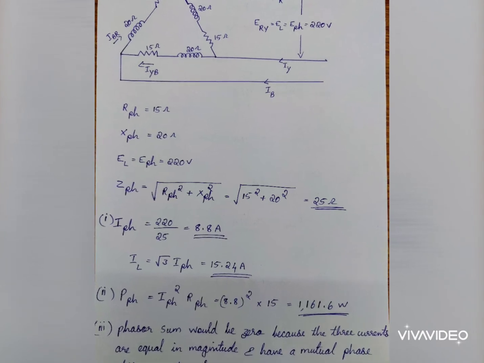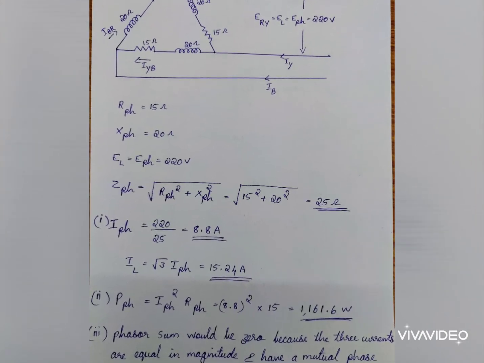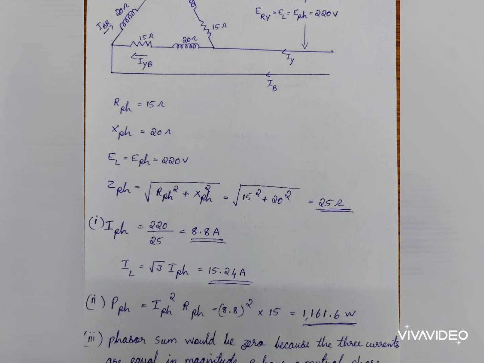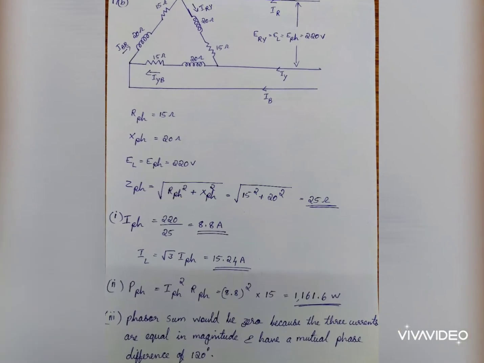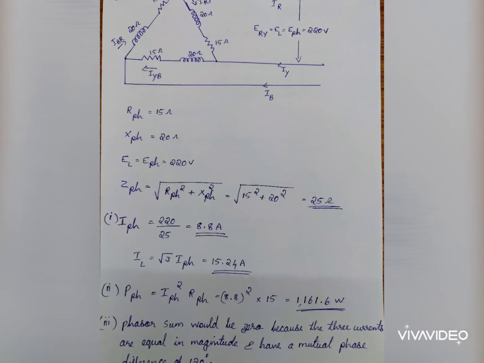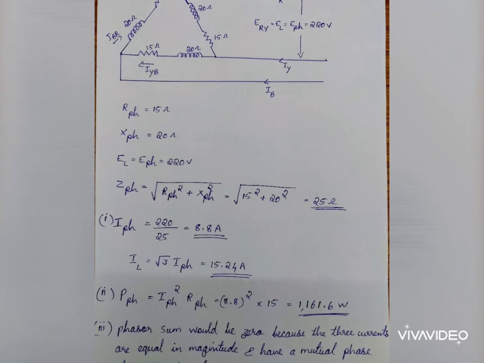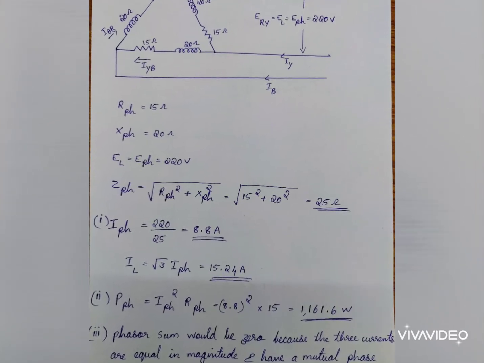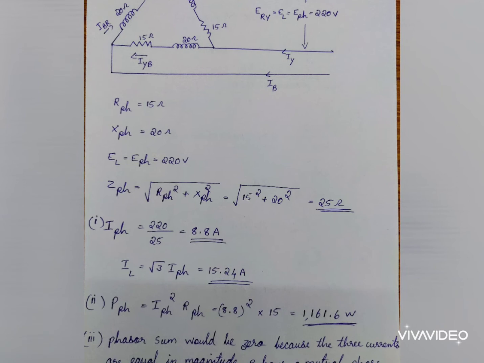Then we can find the phase current. I phase is equal to 220 divided by total impedance in phase 25, that is equal to 8.8 ampere. Then IL is equal to root 3 I phase. So we can find IL.